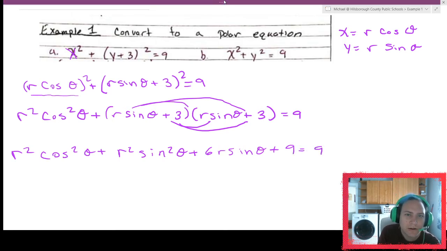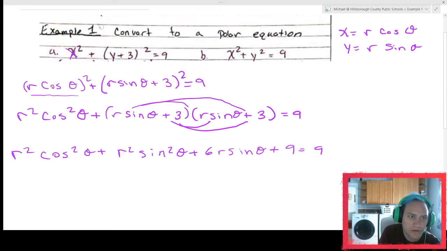From there, it's just a matter of doing some simplifying, right? You can see pretty quickly here, if I subtract 9 from both sides, that 9 is going to cancel, and I'm going to be left with a 0 over here.